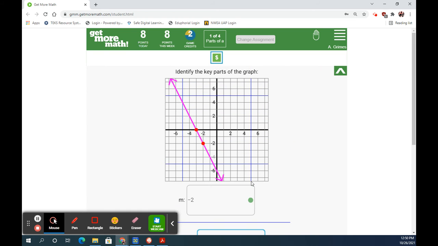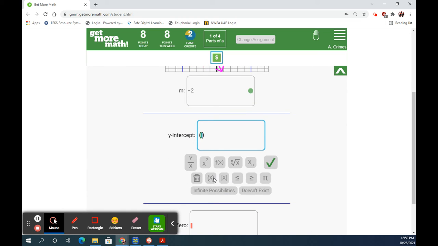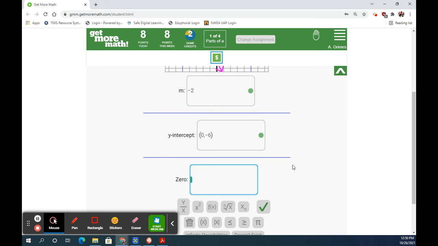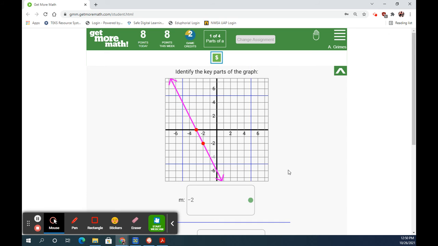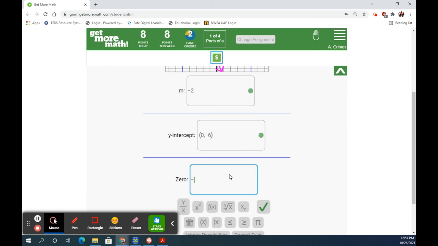Okay. What's the y-intercept? Point on the graph. 0, -6. Where the line crosses the y-axis. 0, -6. All right. What's the 0? -3. They didn't ask for the x-intercept. They just want the 0. So we can just go -3. Let's do one more.